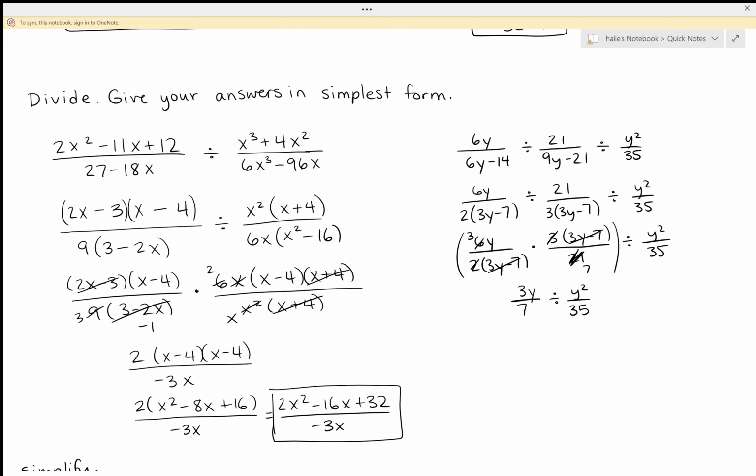So now I take this division problem as a second step. So I'll keep, change, flip again. So I'll get 3y over 7 times 35 over y squared. I cancel the 7 and the 35. I'm left with 5. I cancel the y and the y squared, and I'm left with y. So my final answer is 15 over y.